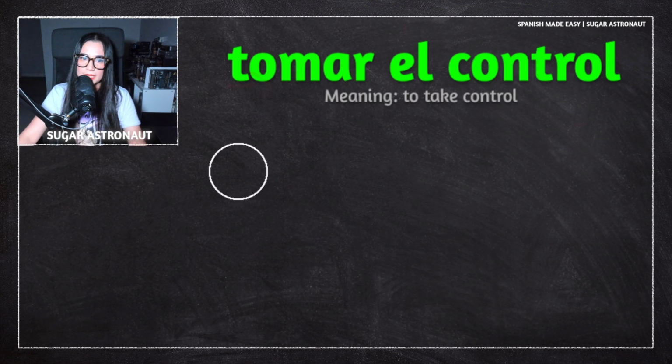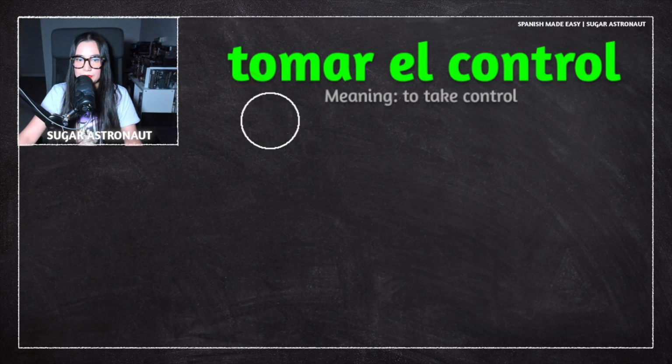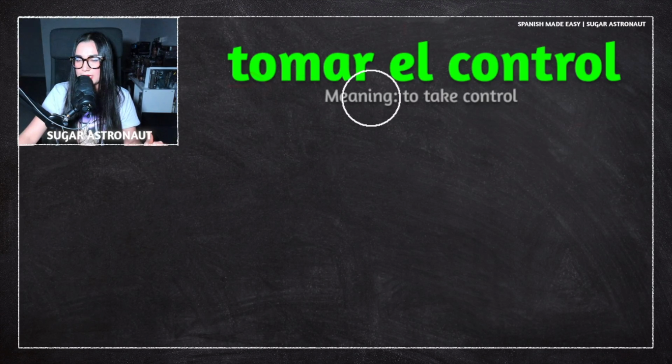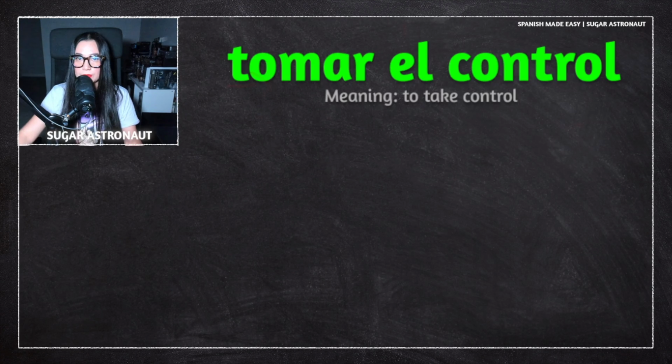Okay. Now, let's look at some examples using tomar el control. Of course, you need to know the conjugation of the verb tomar, which I let you know before that it's a regular verb, so it's easy to conjugate this verb. So don't worry about specific conjugations. You can just follow the grammatical rules. Okay, so let's look at the first example.